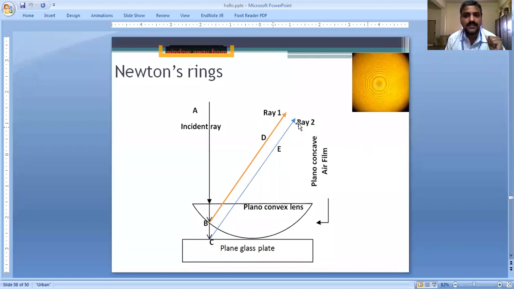Okay, anyway. So ray 1 and ray 2 are having comparable intensity, and hence they are in a state to interfere. These are coherent sources. Please understand this setup. I'll move to the next slide.